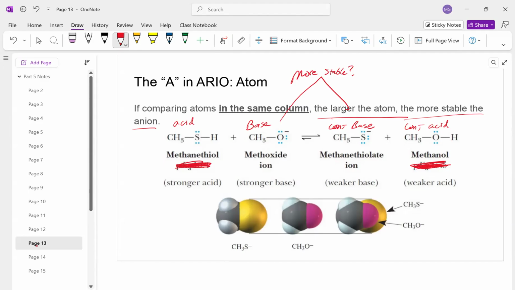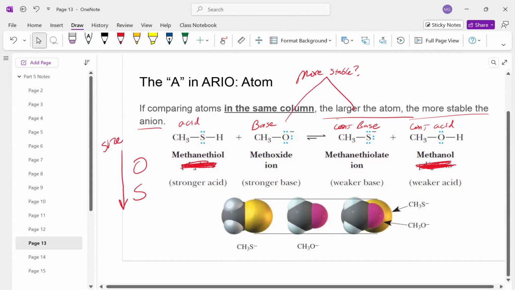Well, if we look at a periodic table, oxygen and sulfur are in the same column. Oxygen is higher than sulfur, so it kind of goes like this: oxygen, sulfur. And remember that atomic size and ionic size increase as you go down a column. Size increases.